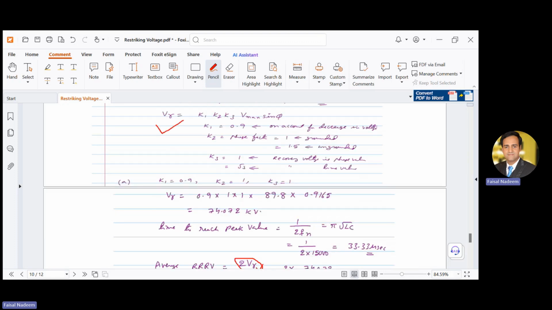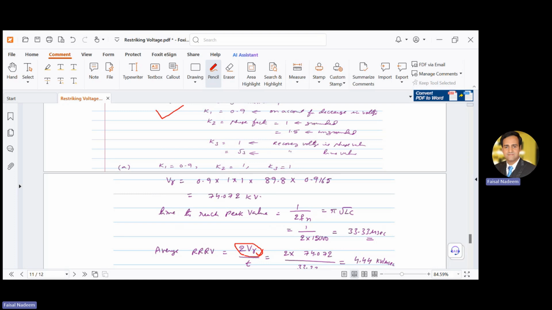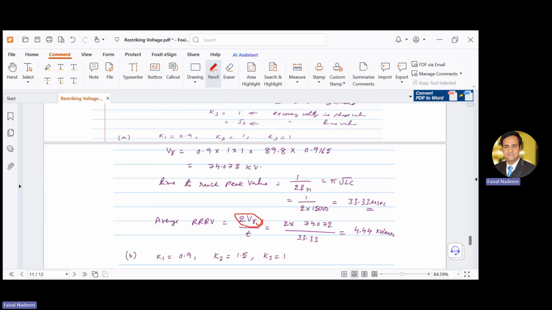Here K1 is equal to 0.9, K2 is equal to 1 because we have the grounded fault, and K3 is equal to 1 because we have the phase to neutral voltages. So VR is equal to 0.9 times 1, and placing the values, we get VR is equal to 74.072 kilovolt. Now we will calculate the time to reach the peak value. Why do we need the time? Because only time and VR are used to calculate the average RRRV.